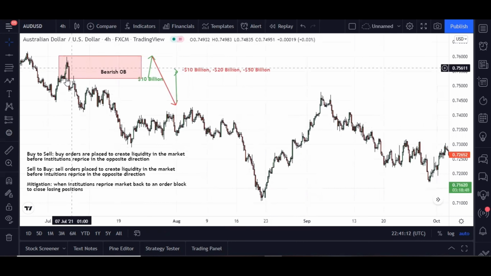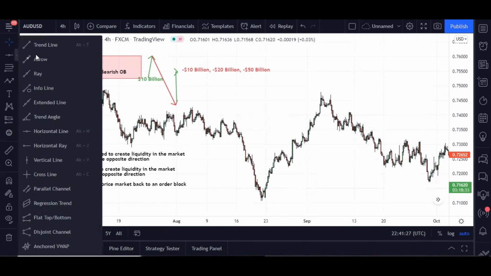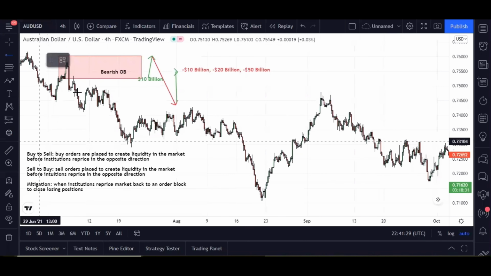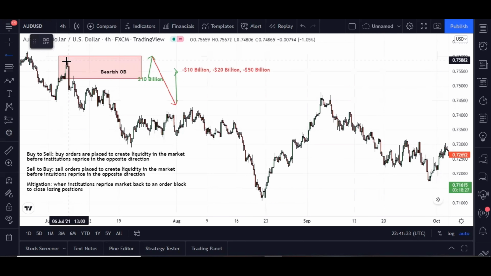So here in this bearish order block, we saw that they bought before they sold. So here now they're negative $10 billion, negative $20 billion, negative $50 billion. So they're going to be looking to come and mitigate this order block. And when we say mitigate, we mean completely and fully mitigate this order block. It's out the way here, right? And we're going to put it on the body for right now, right?